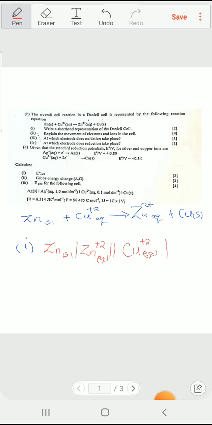Then to demarcate it from the one which is solid, because they are in different states, aqueous and solid, I put a straight vertical line here, then copper. Don't forget to put solid there. So that's that. Now, the first problem, which is the first question worth 2 marks, we have handled it.